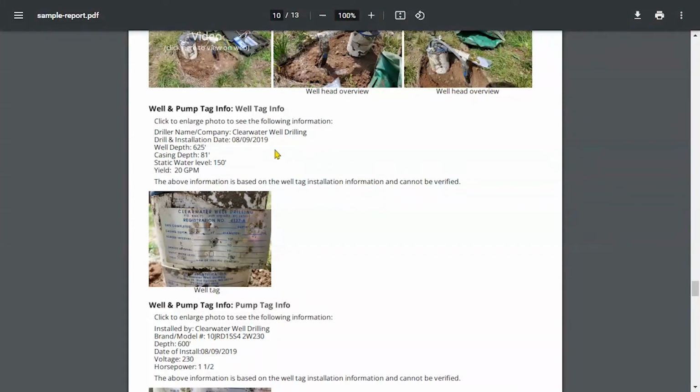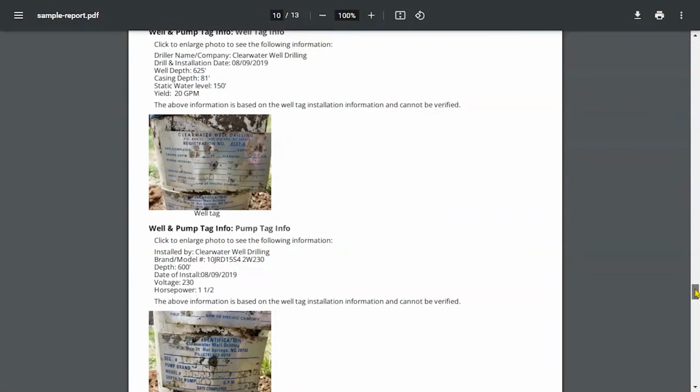All systems after 2009 should have well and pump tag information. They're supposed to be stamped on these plates. And that tells, in the case of the well info, it will give us the installer information, how deep it is. In this case, it's 625 feet. The static water level on the day of the installation. So this was where sort of the water's happy place on the day of the installation. So it's 100 feet down. That can fluctuate depending on the season, the years, other factors, rain. Yield was 20 GPM on the day of the installation. So this was a good system when it was installed.